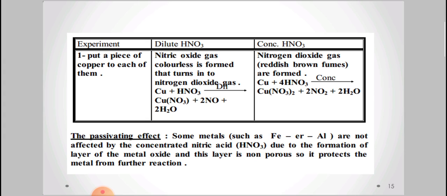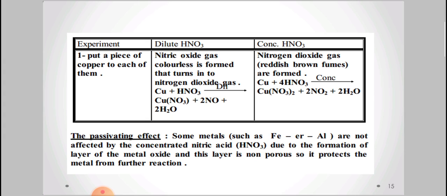Experiment 2: differentiate between dilute nitric acid and concentrated nitric acid by putting a piece of copper in each. One of them gives a colorless compound that turns brown. Concentrated nitric acid gives reddish-brown fumes formed from nitrogen dioxide.